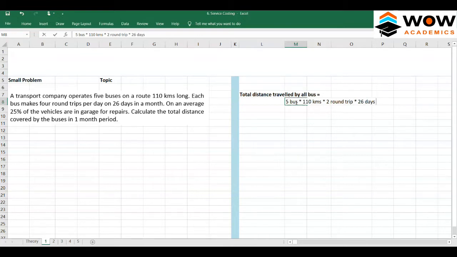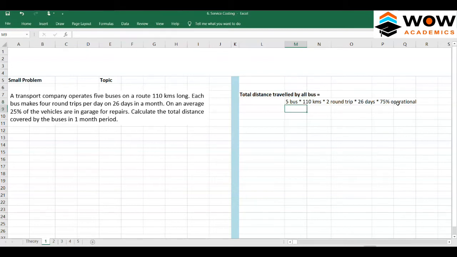A total of 25% of vehicles are always on repair. That means 75% of them are operational. And this only tells you about whether it is a month. Yes, it's for 26 days, so it is a month. So there are 5 bus, all of them go 110 kilometers, they come back 110 kilometers, they do the same thing for 26 days, only 75% of them are operational.